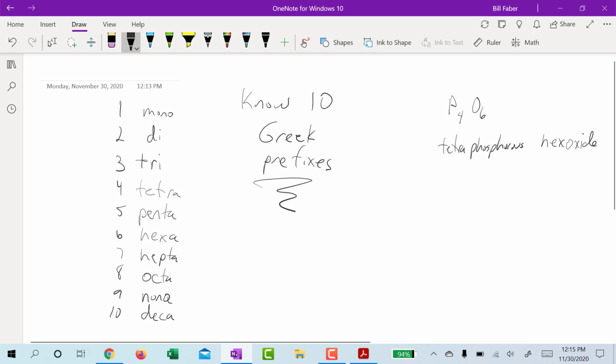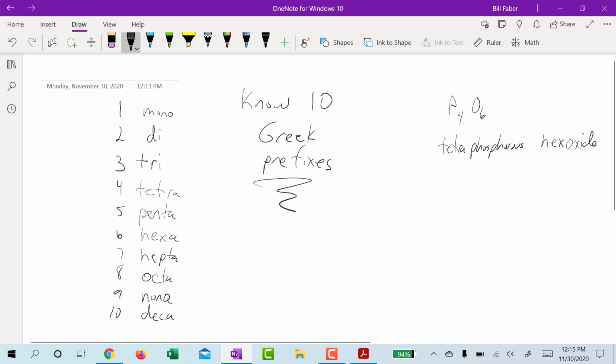Okay, tetraphosphorus hexoxide. If you put hexoxide, I wouldn't mark it wrong, but I wouldn't want you to get laughed at outside of this class, so drop that A, all right? Okay, you can watch me do these all day long. You have to practice them.